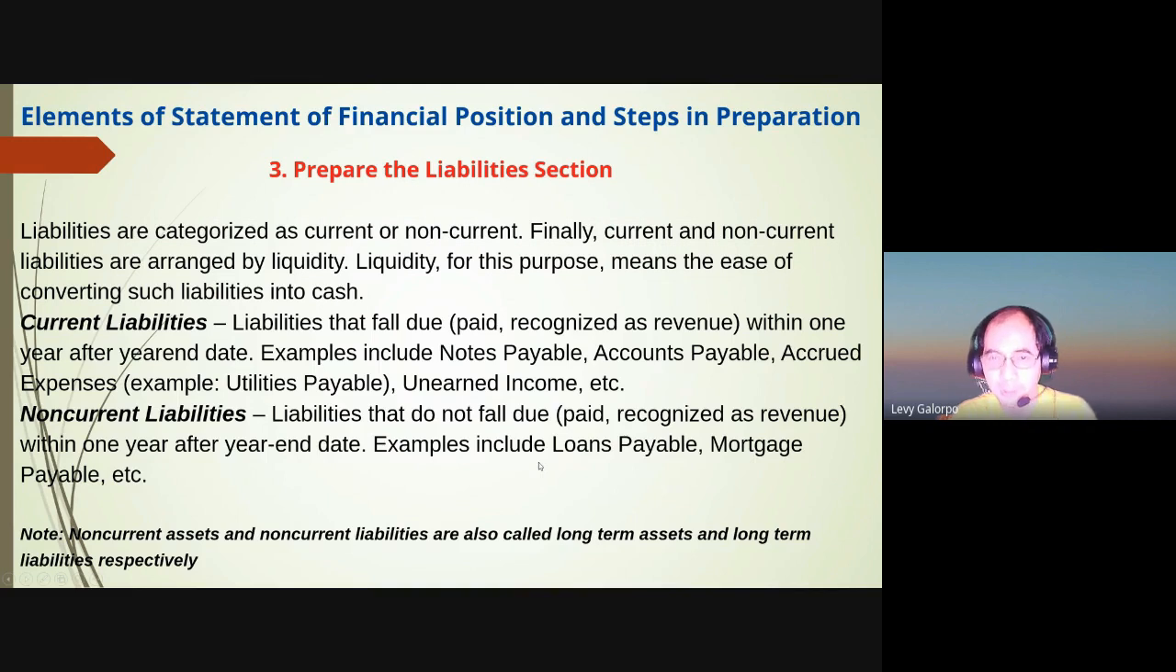So, liabilities, under current liabilities, are, for example, notes payable, accounts payable, accrued expense. Ano ba yung accrued expenses? Ito yung mga utilities payable. Kagaya na sa Meralco, sa water bill natin, yung mga telephone, mga binabayaran nating bill. And also unearned income. So these are the liabilities that fall under current liabilities.